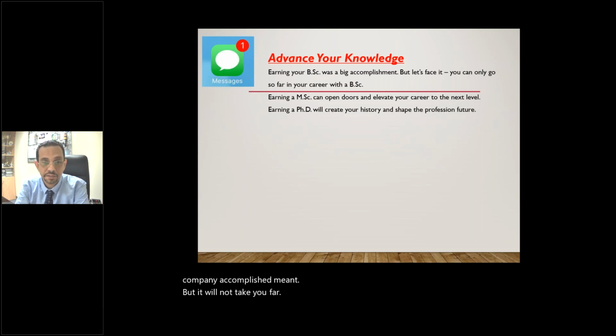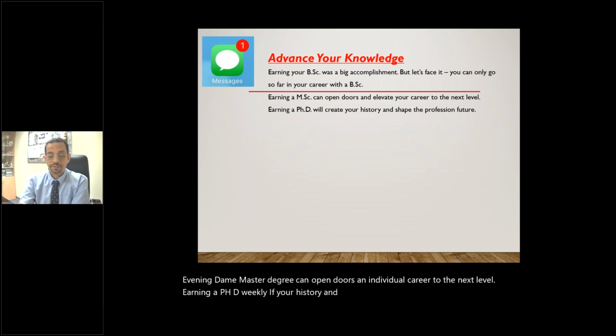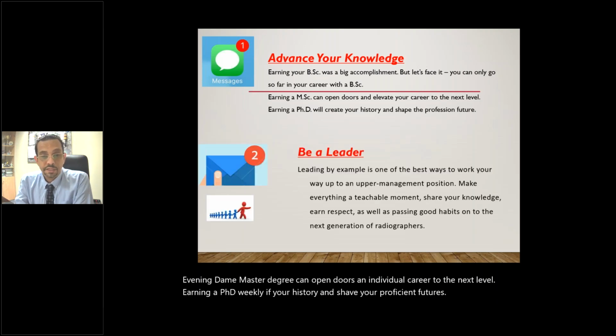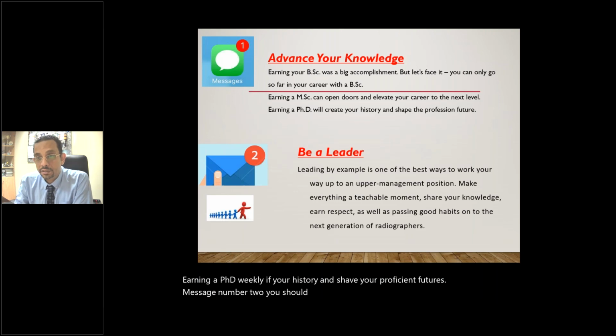Earning the master degree can open doors and elevate your career to the next level. Earning a PhD will create your history and shape your professional futures. Message number 2: you should be a leader.